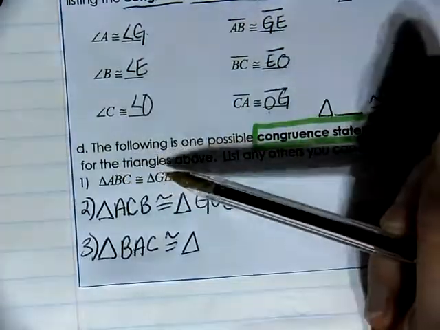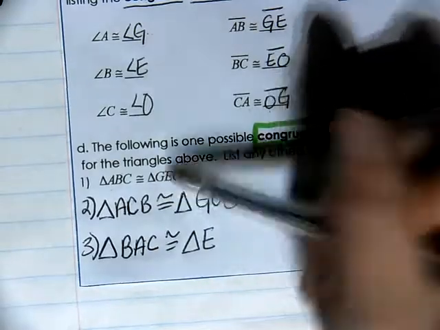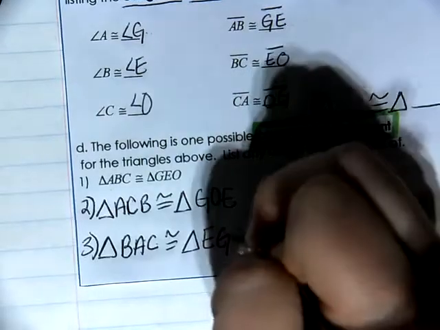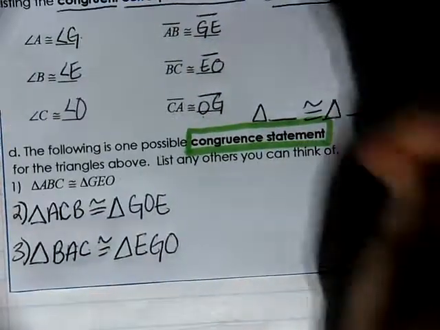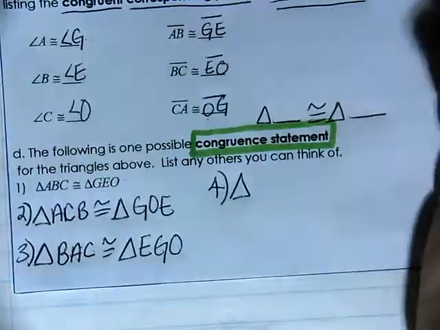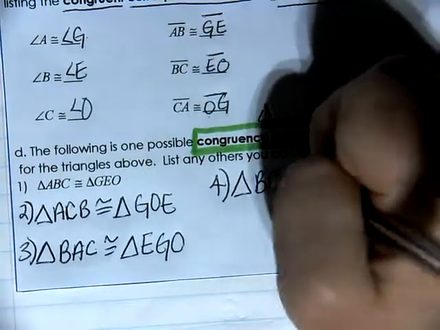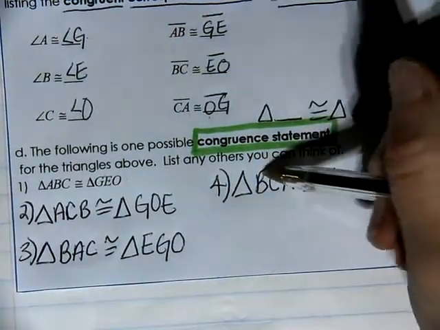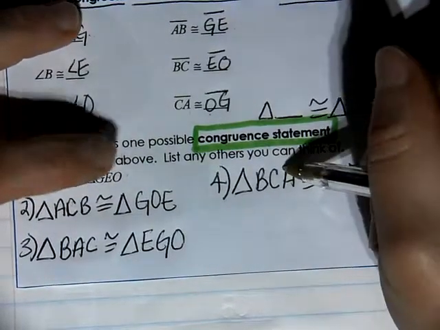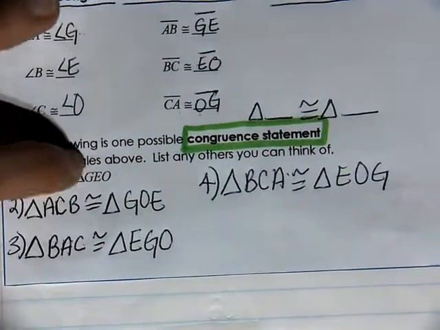Well, B matches with E, so E has to go first. A matches with G, so G has to go second. And C matches with O, EGO. Our next congruent statement would be that triangle BCA is congruent to triangle, well, B matches with E, C matches with O, and A matches with G, EOG.